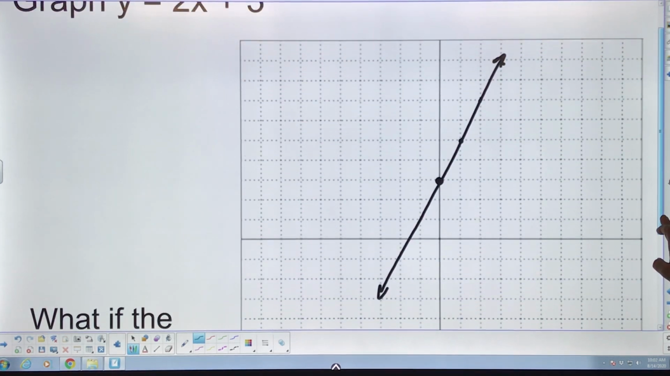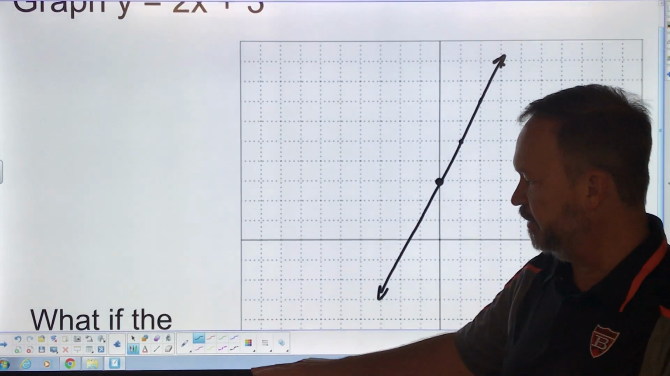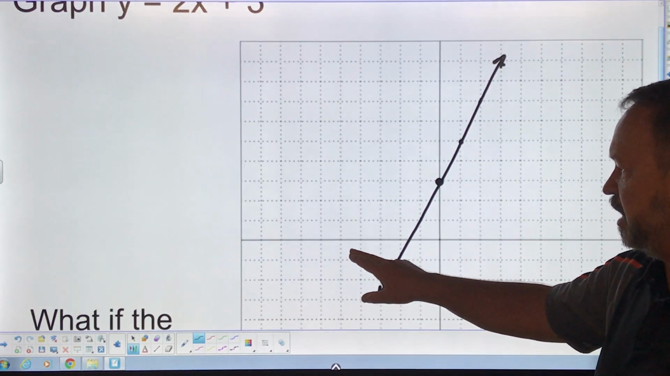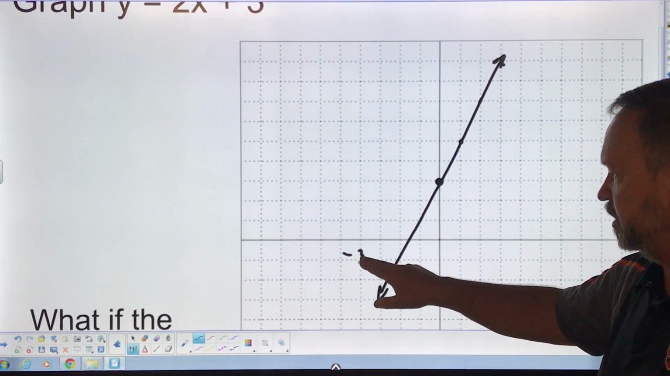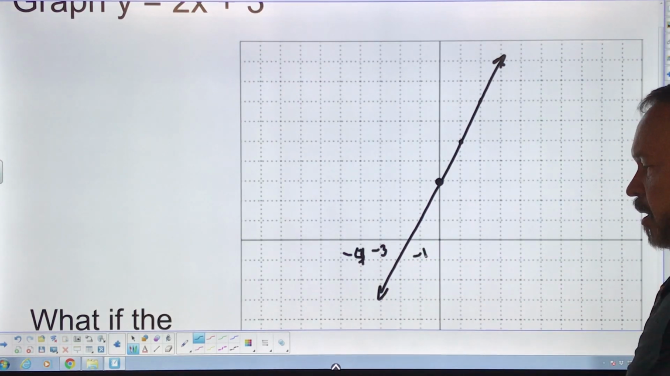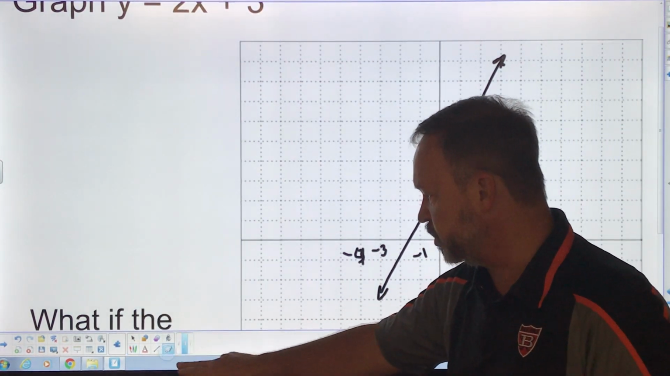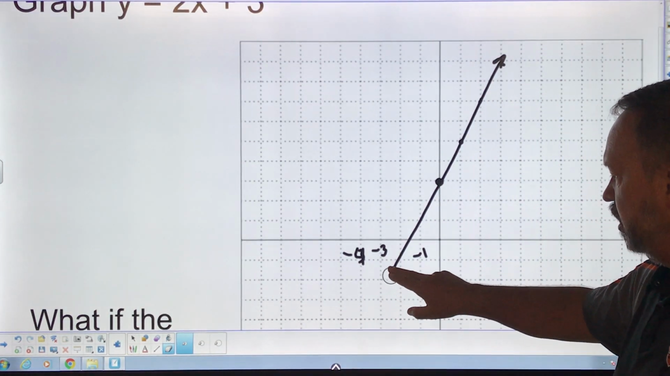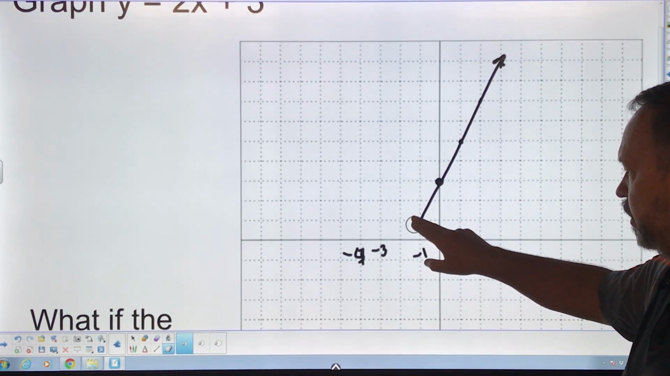So I'm coming back to here. What if the domain is limited to non-negatives? In other words, x can't be negative 4. It can't be negative 3. It can't be negative 1. Well, if it can't be those things, then the graph can't exist there. So these things do not belong.